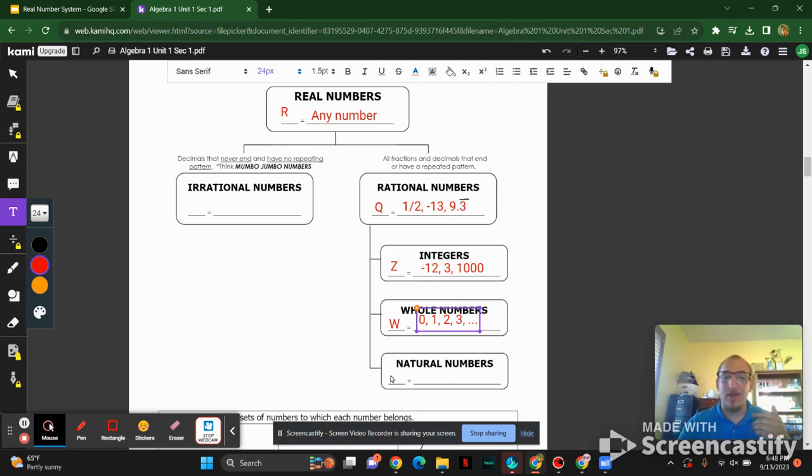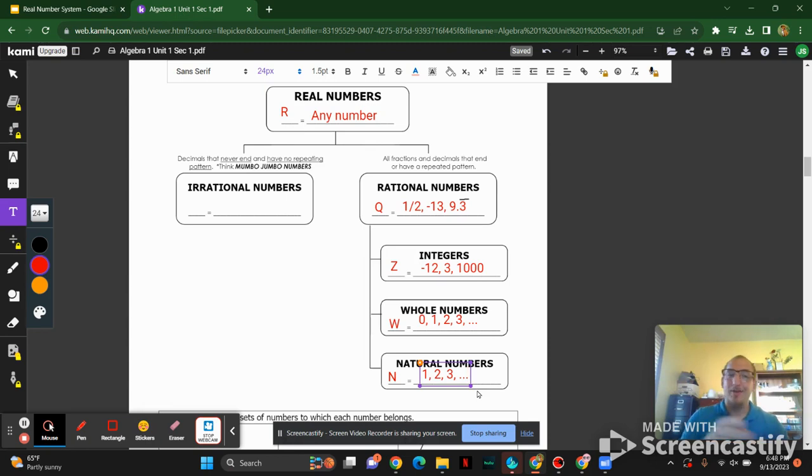And then we move on to the last one, natural numbers. Natural numbers, denoted by the letter N, are just like whole numbers, except they don't have the number 0. The only difference between natural numbers and whole numbers is the number 0.